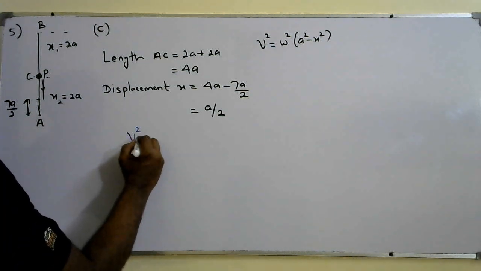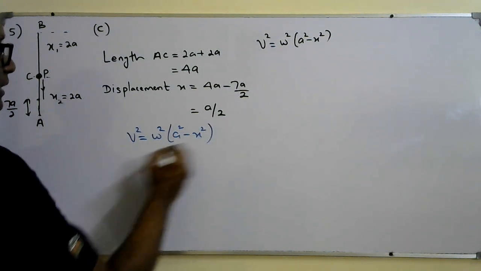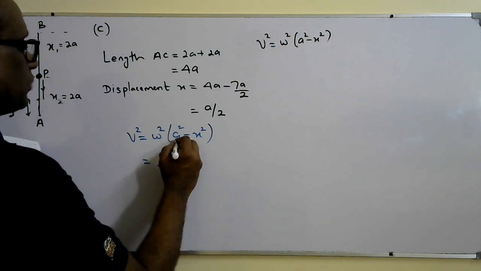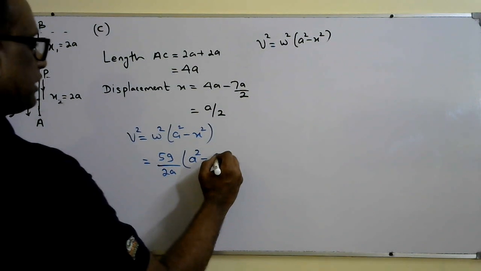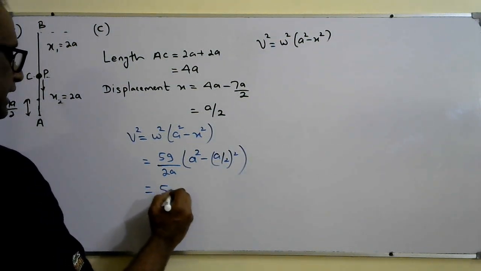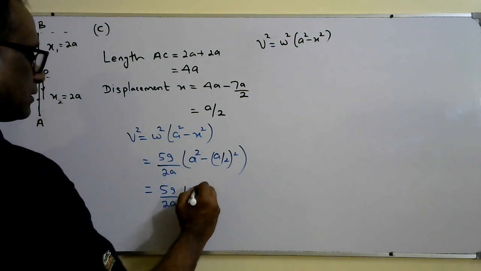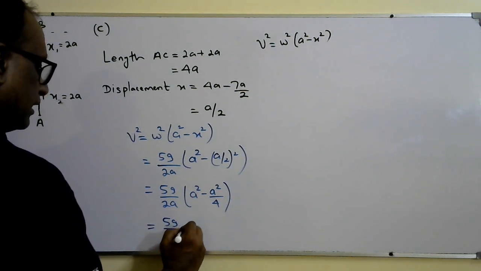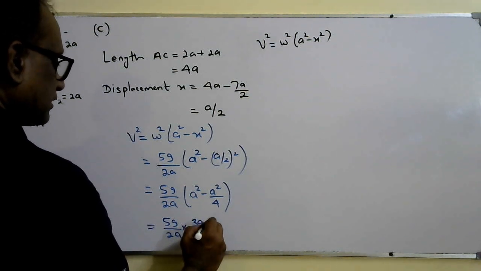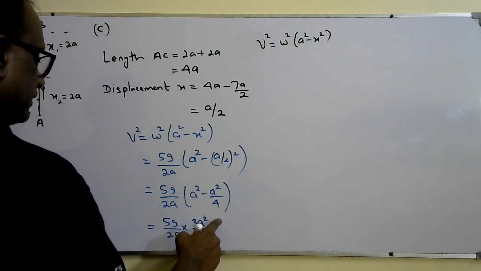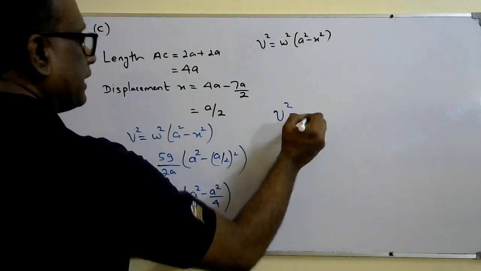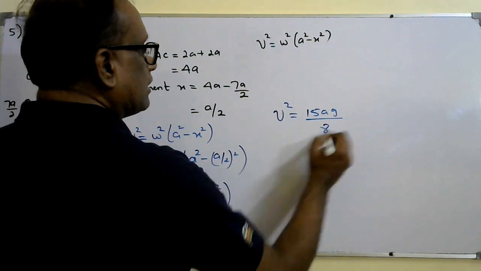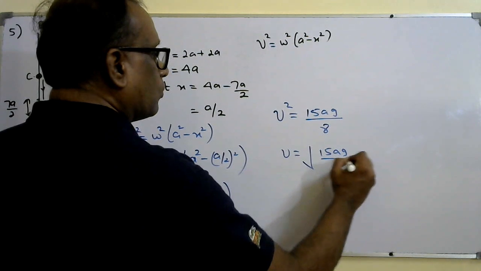So I need to find the V when the displacement is A by 2. Substitute it. This is the easiest method. V squared equals omega squared into A squared minus X squared. Omega squared is 5g over 2A, into A squared, the amplitude, minus X squared, where X is A by 2 squared. Solve it. That is 5g over 2A into A squared minus A squared by 4, so that will be 3A squared by 4. So 5g over 2A into 3A squared over 4. The A will get cancelled, and 2 times 4 is 8. So V squared is 15 Ag over 8. So the speed will be the square root of 15 Ag over 8.